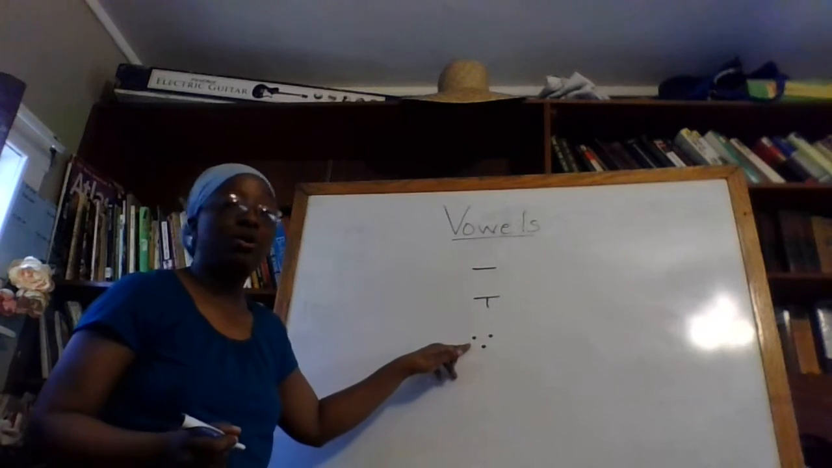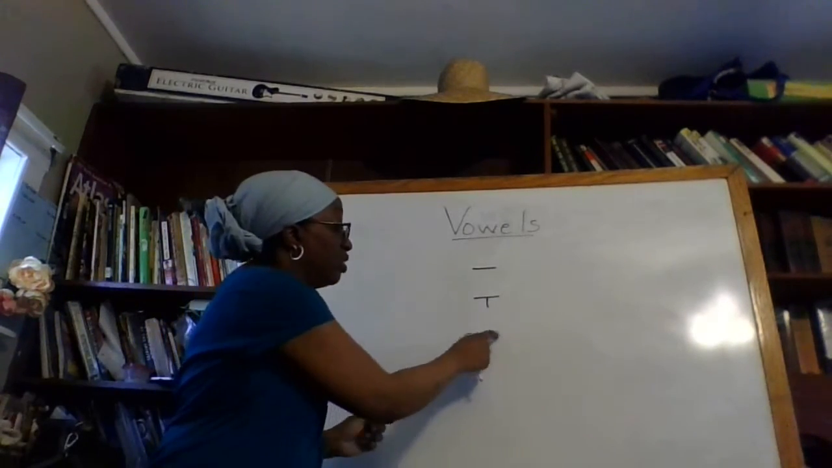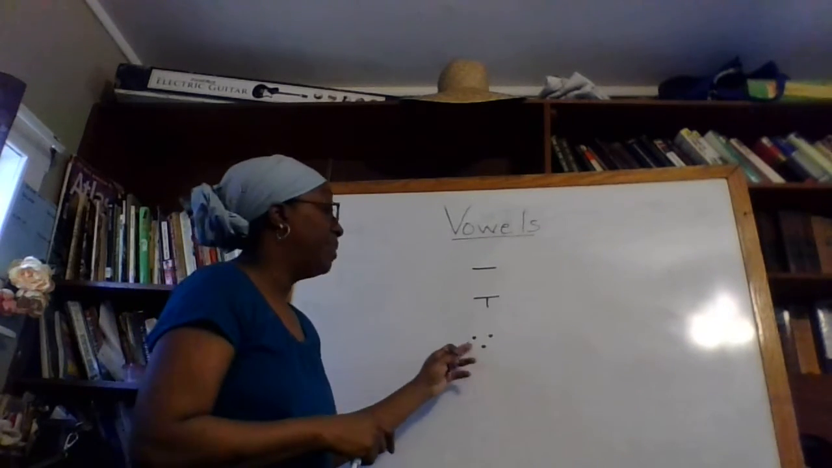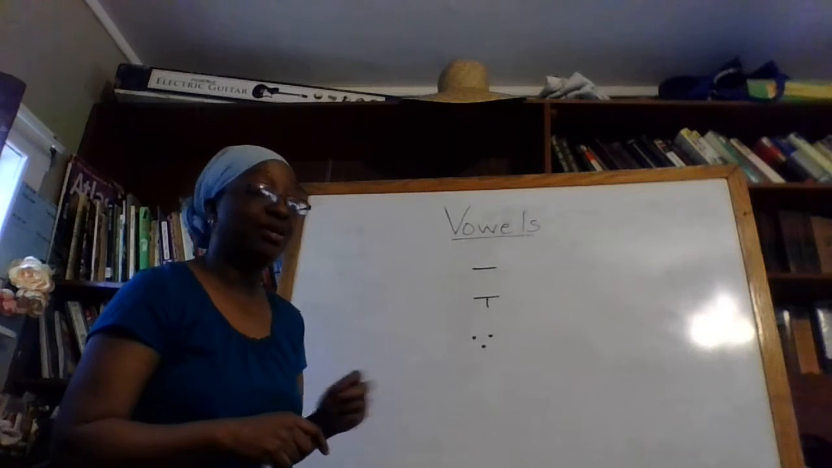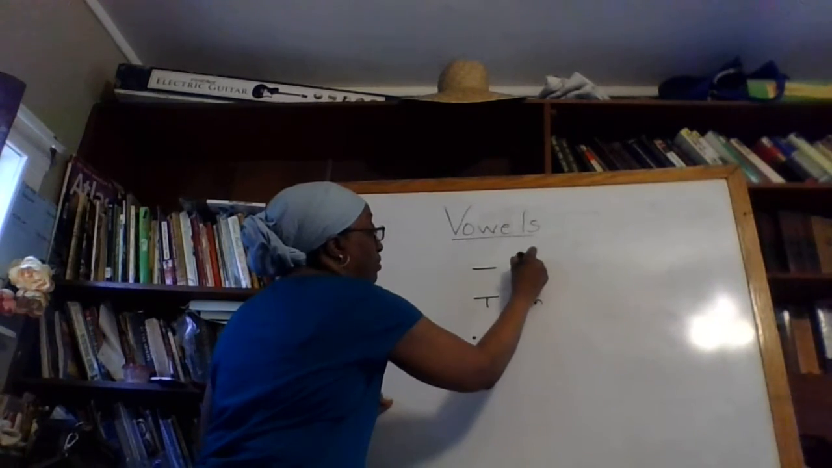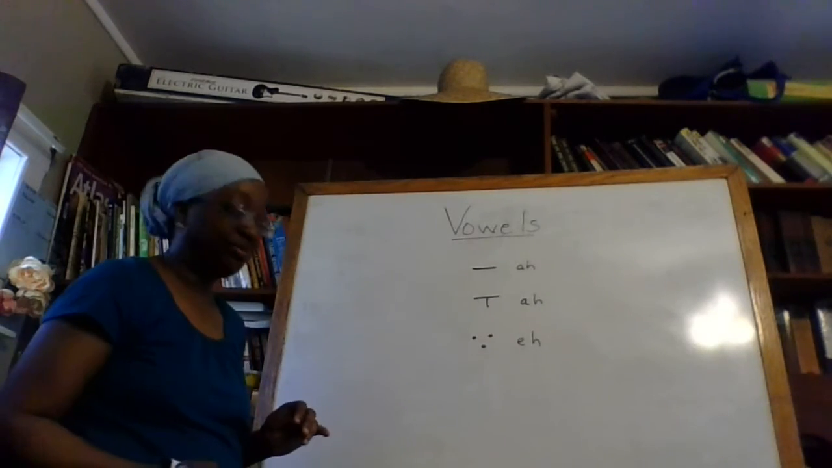The segol makes the eh sound. It looks like three dots shaped in the form of a triangle. It makes the eh sound. So this makes the ah sound, and this makes the eh sound.